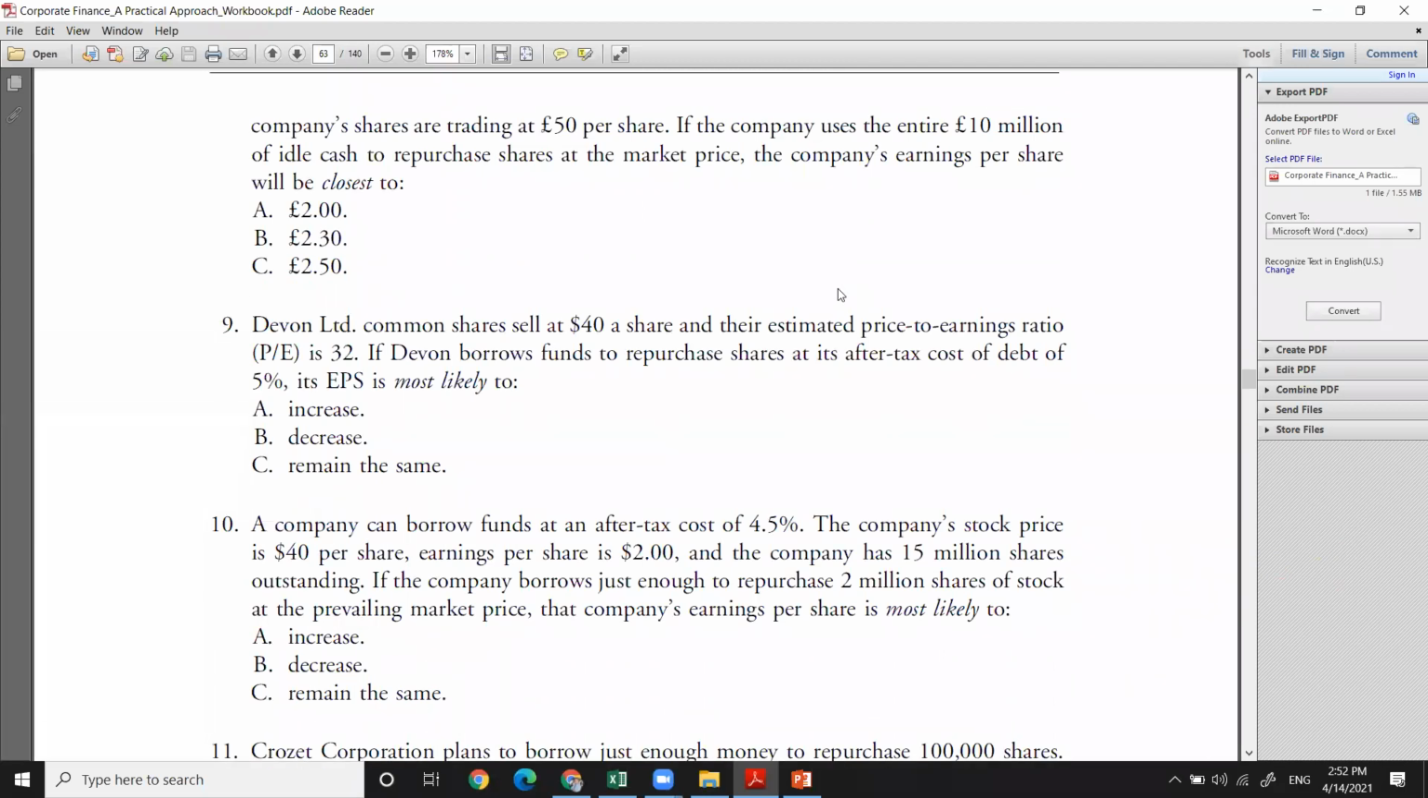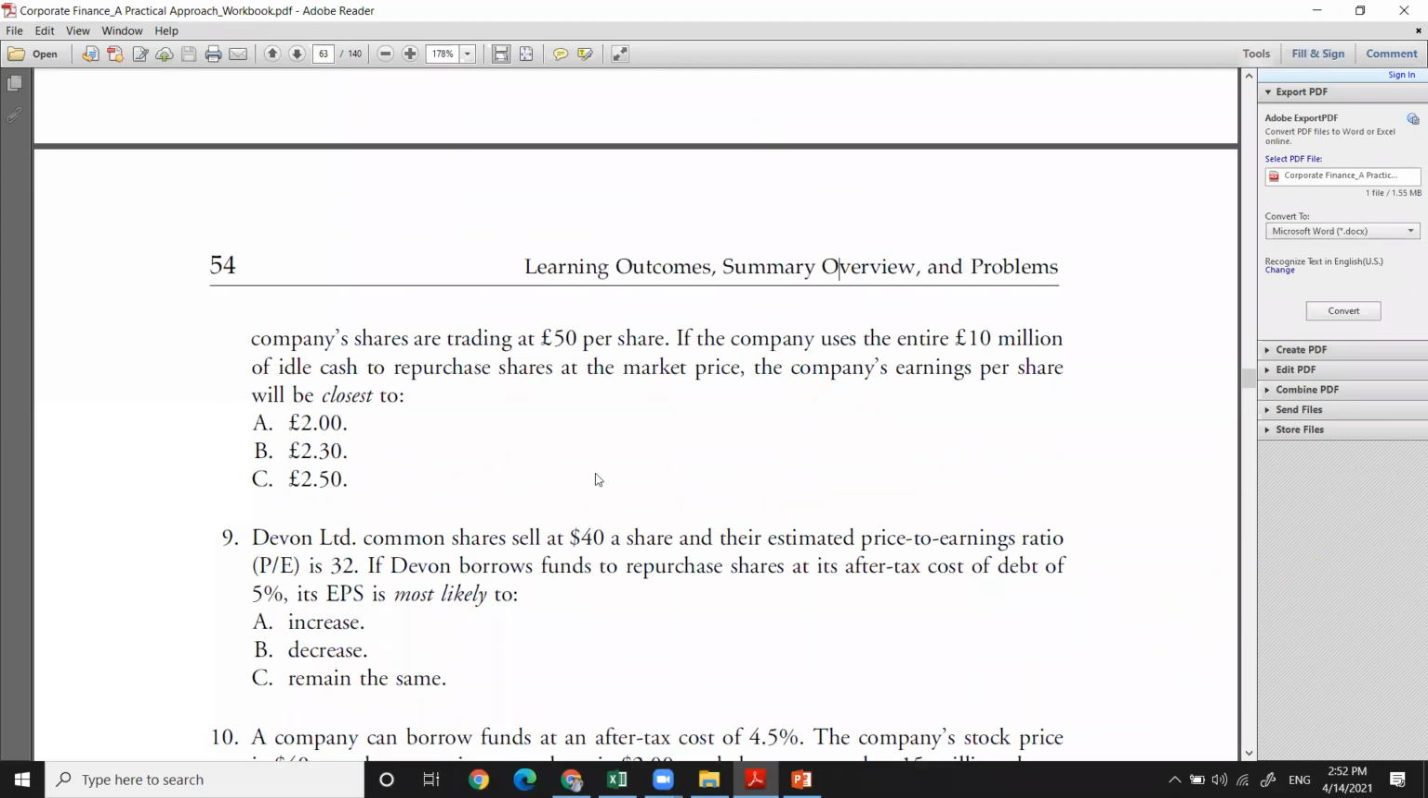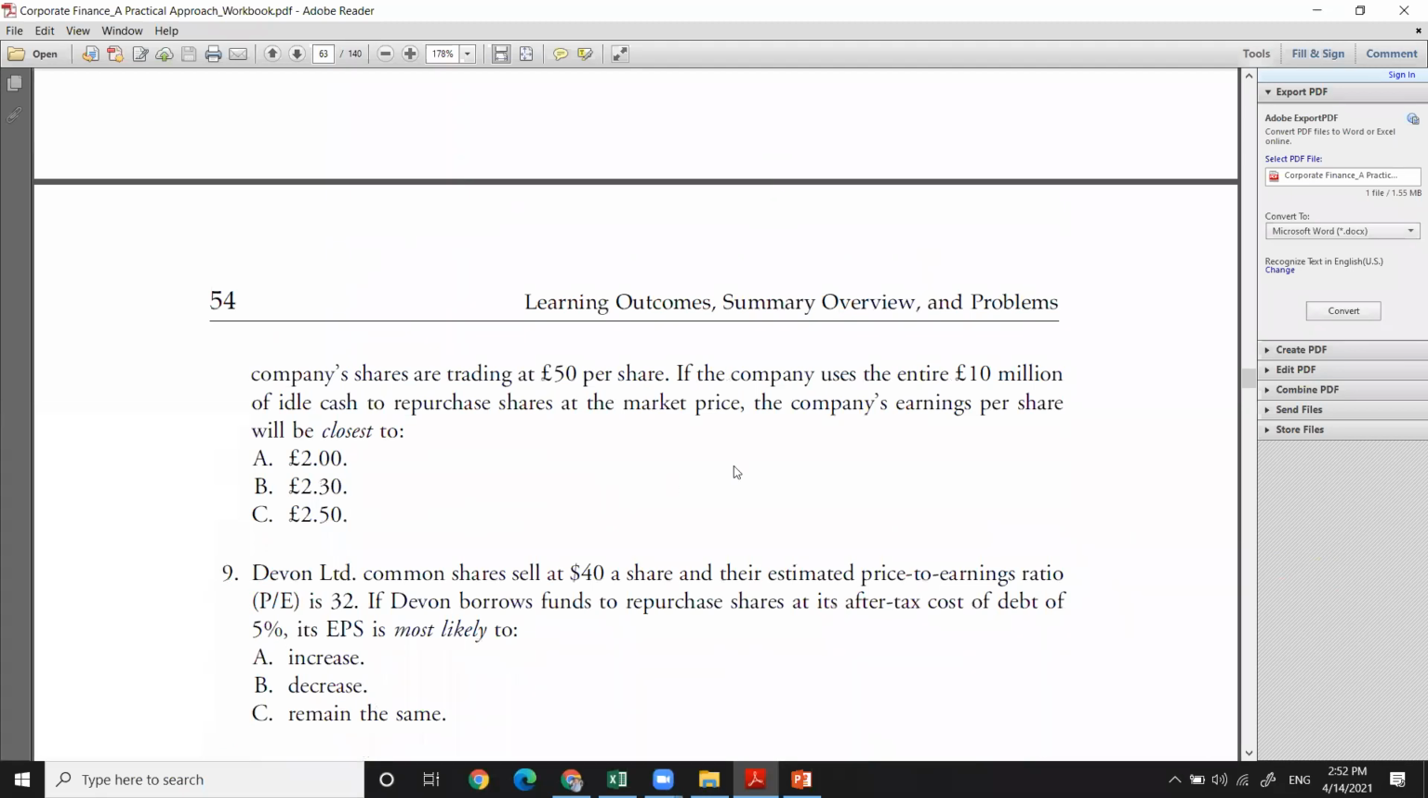But in this case, we cannot calculate the exact amount, right? Because we are not given a number of the shares. Number of shares are not given here.